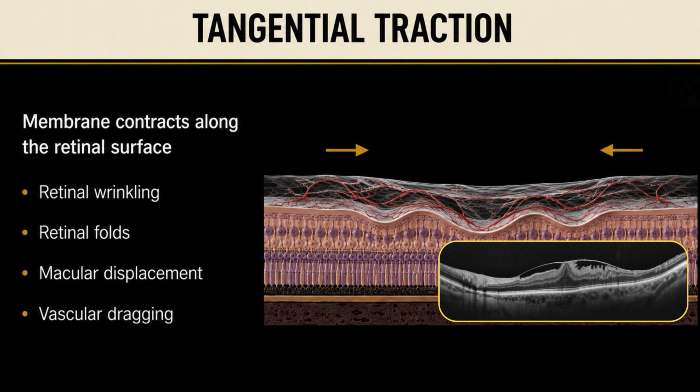In practice, however, the anterior-posterior and tangential traction frequently coexist. As these forces increase, they may distort the retina without detaching it, or they may eventually become strong enough to separate the neurosensory retina from the RPE, and that is when a tractional retinal detachment develops.